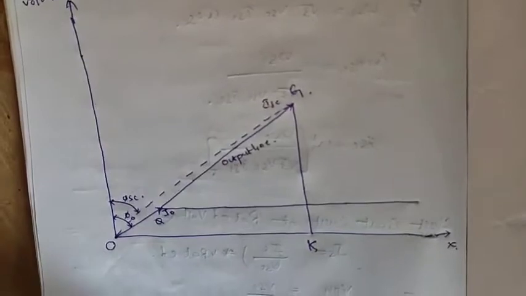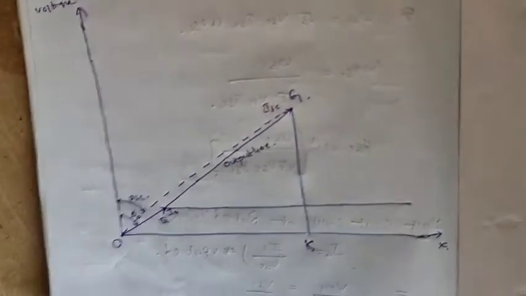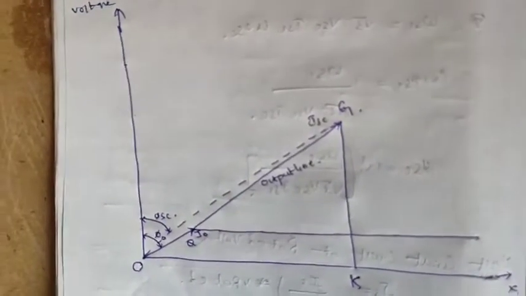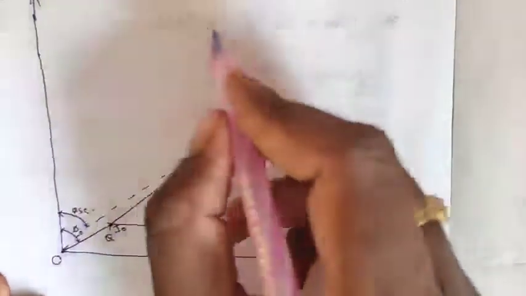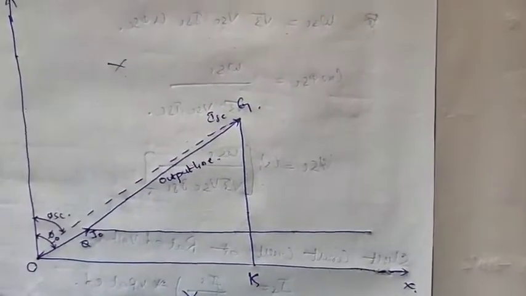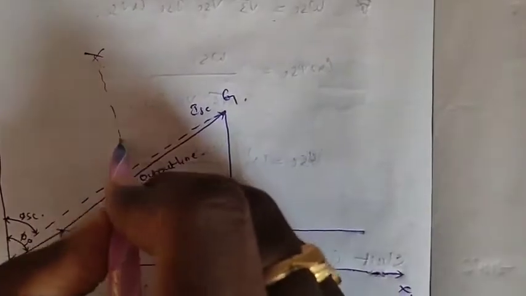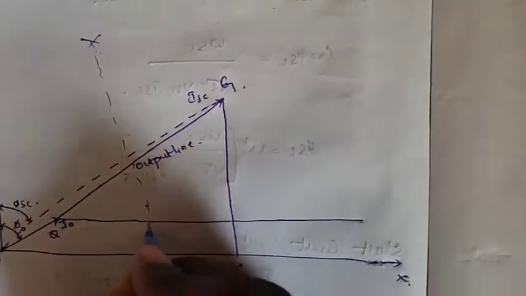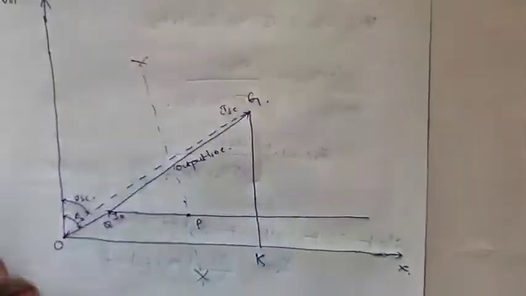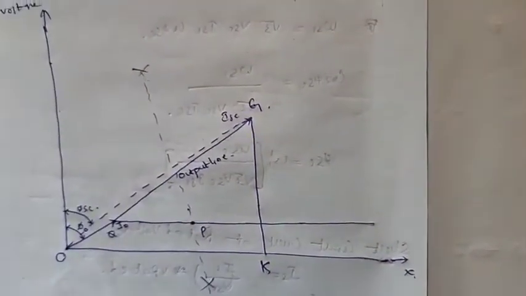Draw a bisecting line with point G. We have to draw bisecting lines. The meeting point of the bisecting lines is given some value, that is P. P is the bisecting point.